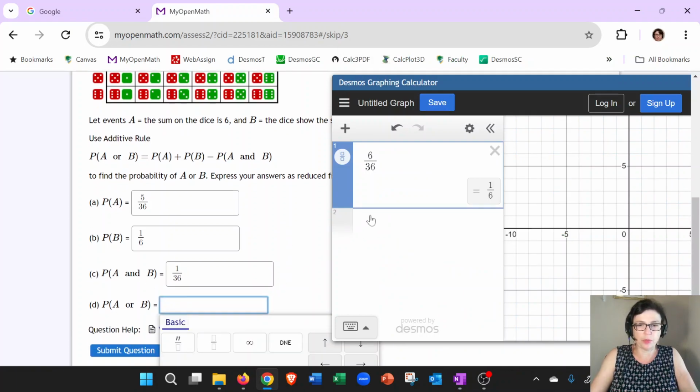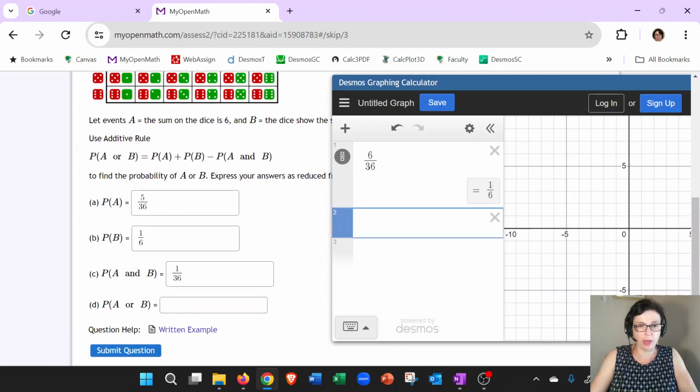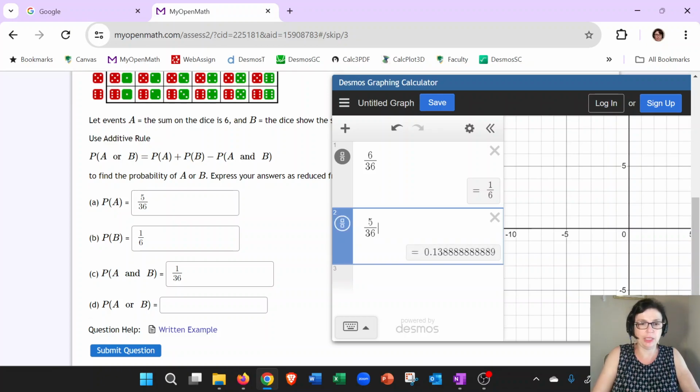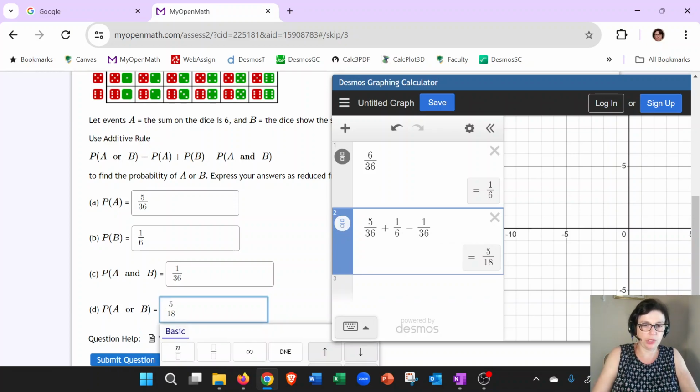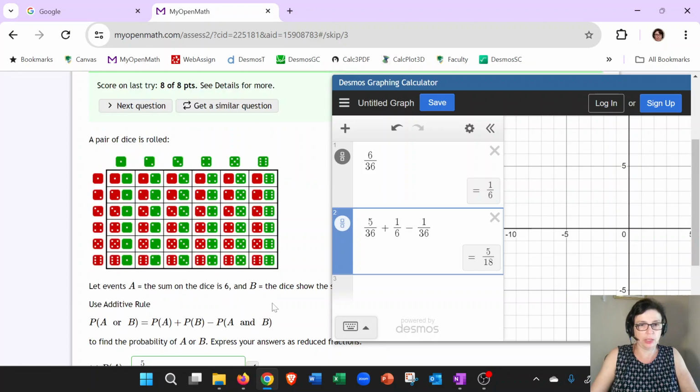Finally, for the last one, you just want to add them up, the first two, and subtract the intersection. That's just the additive rule. So that's just pure additive rule. So I take 5 over 36, add 1/6, and subtract 1 over 36. Okay, so that'll give me 5 over 18 if I reduce that. So let's check and see if that's right.